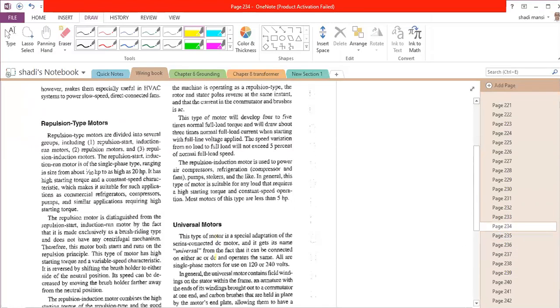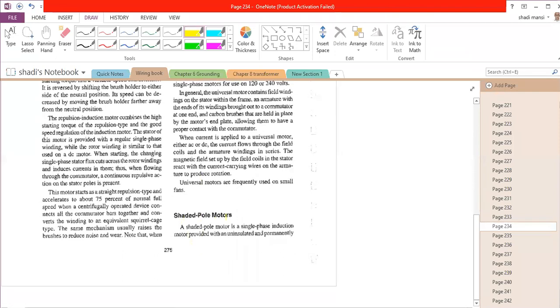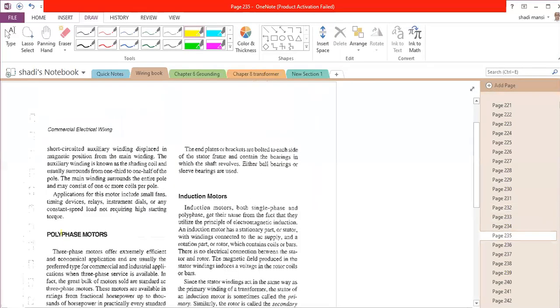Okay, let's go back, universal motor, shaded pole motors. All I need is for you to write down the names of these motors, okay? The names and the application, if it is applicable or written in the book. So for single phase motors, we have four or five types. Now let's go to polyphase motors. Polyphase motors have more than one phase, like two phase or three phase. Most of the motors we know are three phase motors.